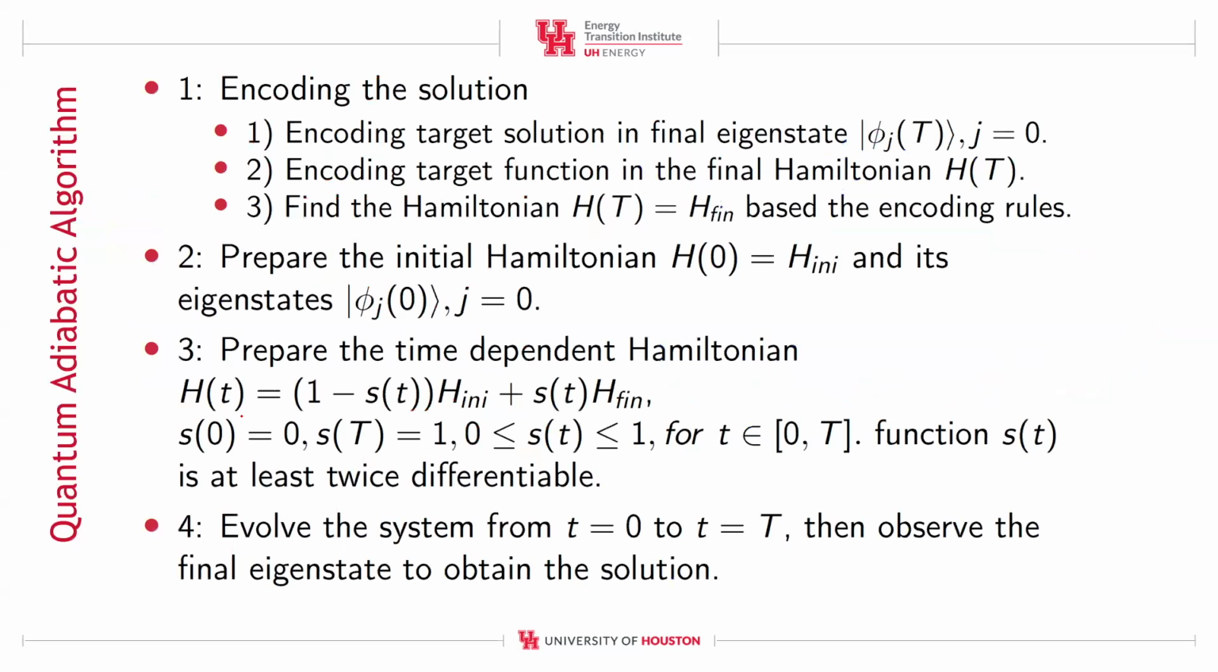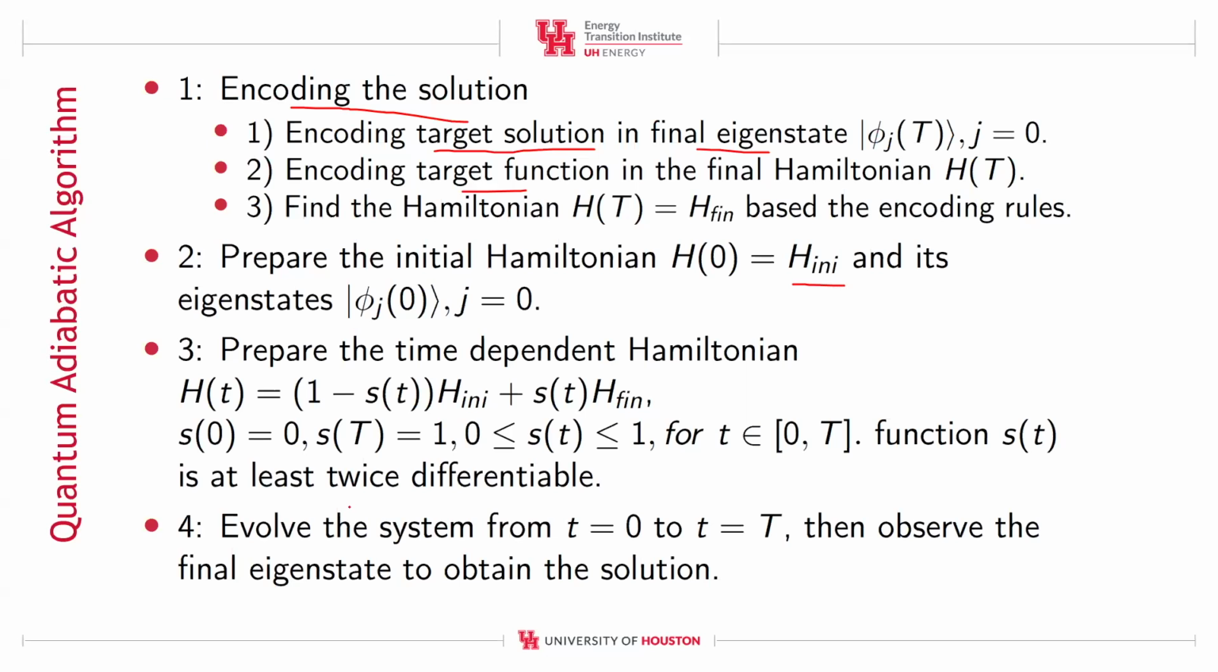So here we can see we call this algorithm the quantum adiabatic algorithm. There are 4 steps. We first encode our solution. As I said, we encode our target solution in the final eigenstate of the Hamiltonian, and encode our target function in the eigenvalue of the final Hamiltonian. Once we encode them based on some encoding rules, we can prepare our system at the initial Hamiltonian.